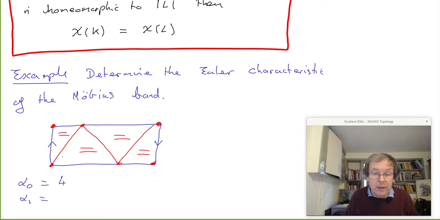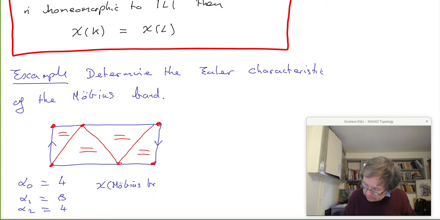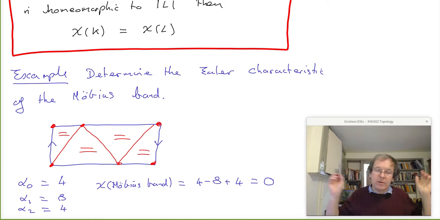How many two-simplices? I'll squeeze it in here. How many triangles? That's easy. I can see the number of triangles. It's just 4. So the Euler characteristic of a Möbius band is, since we've constructed a triangulation, the number of vertices minus the number of edges plus the number of two-simplices, which again is 0. Gosh, does everything have Euler characteristic 0? No, because we've already seen that the surface of Mars doesn't.